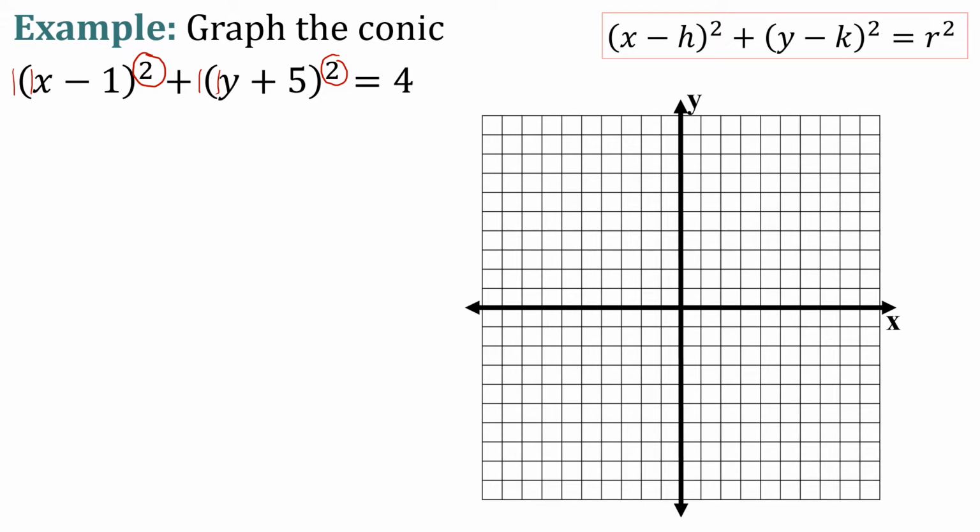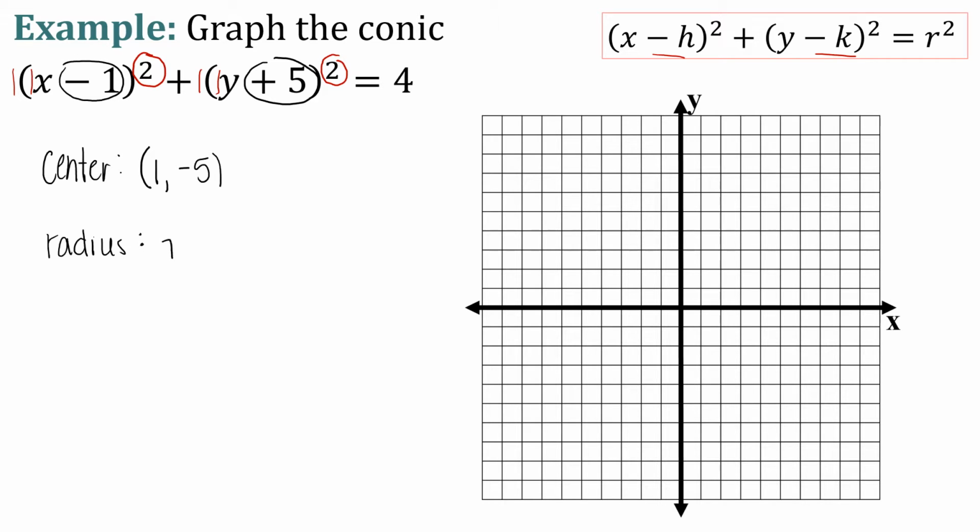So let's look at this. We know that it's x minus h and y minus k. Here I see a minus 1 and a plus 5. So for my center, I have to change that minus 1 to a positive 1, and that positive 5 to a negative 5. That's my center. Now my radius is going to be the square root of the number that it equals, which in this case is 4, and the square root of 4 is 2. Therefore, the radius equals 2.